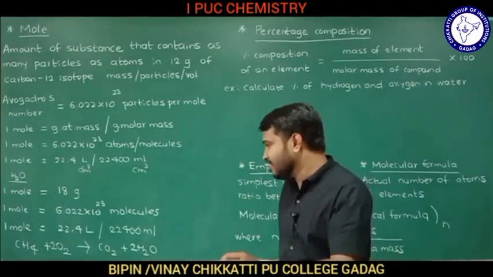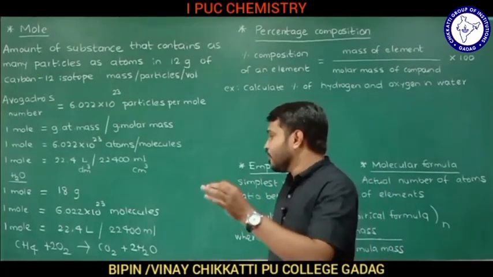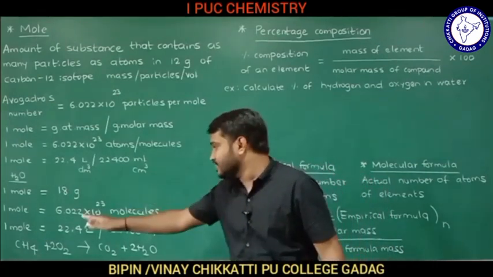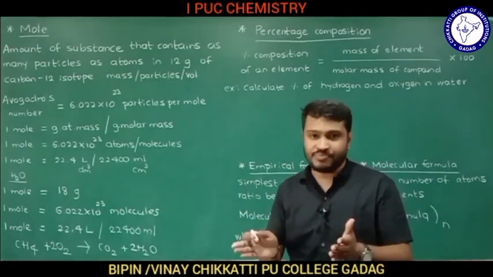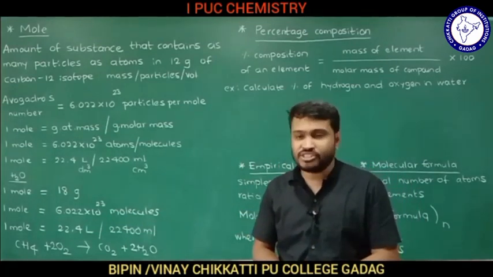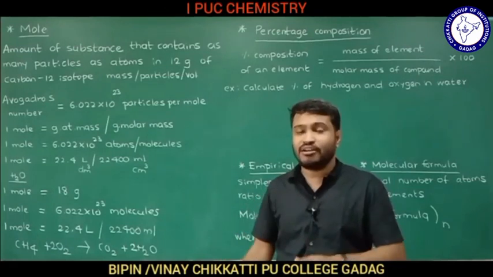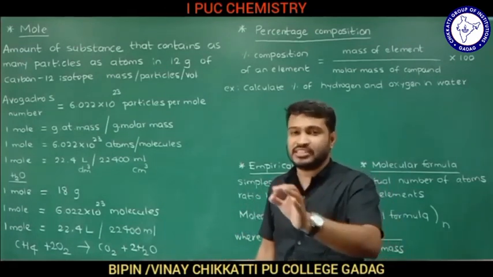Balancing an equation is nothing but, in simple terms, the number of atoms of each element on the reactant side and on the product side should be the same. That we call a balanced chemical equation. If it is not, we have to balance it. For balancing, we have to use the coefficient terms only.